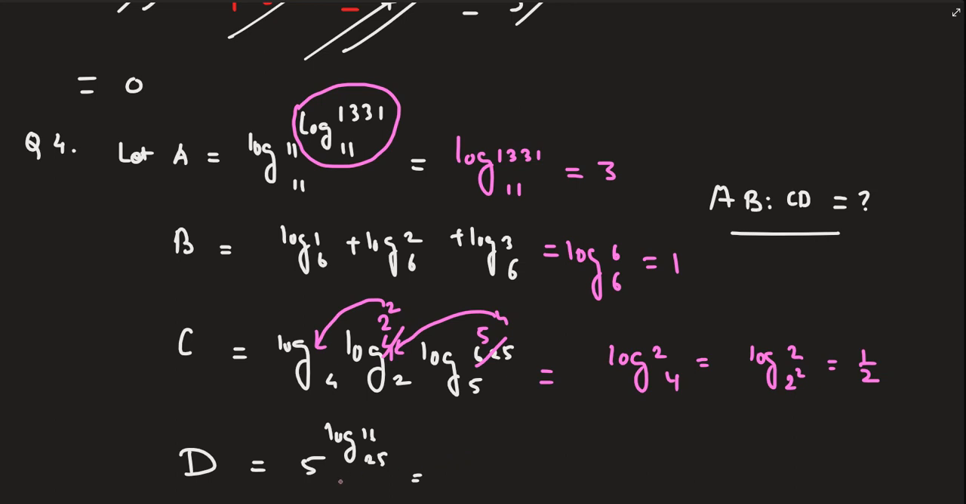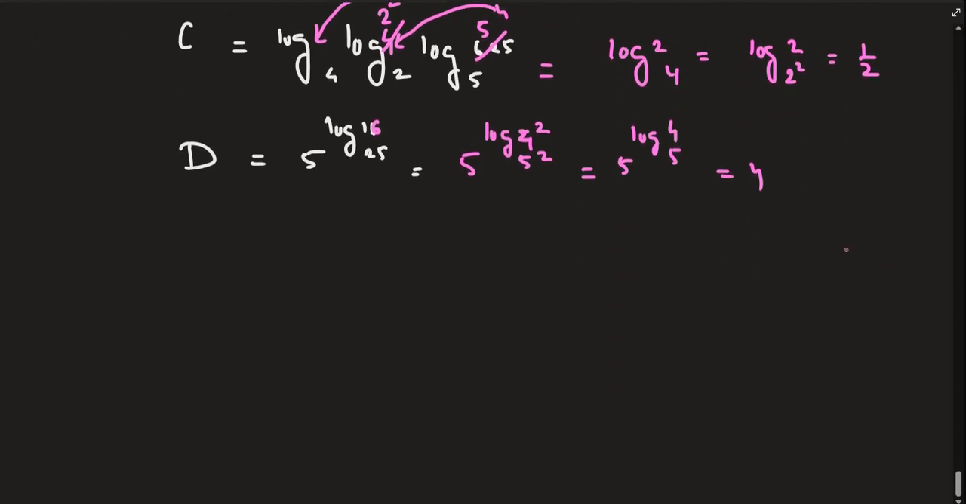Now here, I think this value is 16. So 5 to the power log 16 means 4 to the power 2, and here 5 to the power 2. So it will be 5 to the power log 4 base 5. So the answer is 4. So what is the value of AB? 3 into 1 by 3, and 4 into half 2. So 3 is to 2 is the answer.